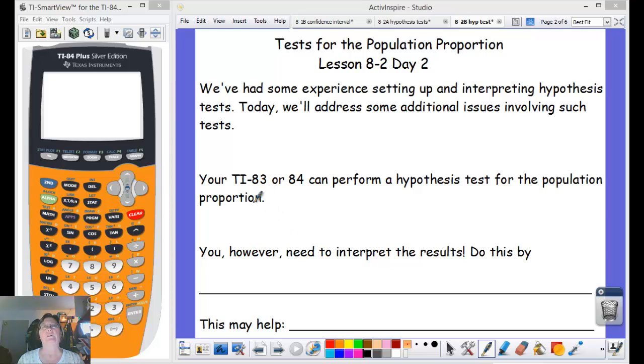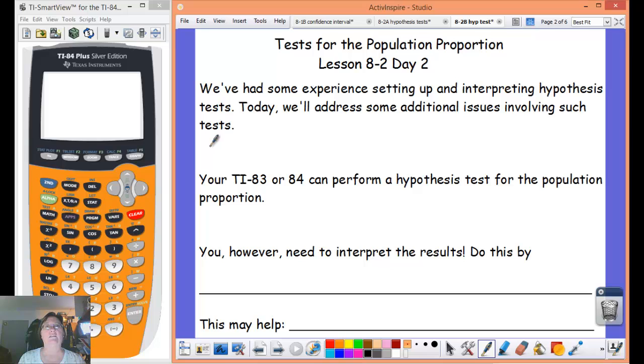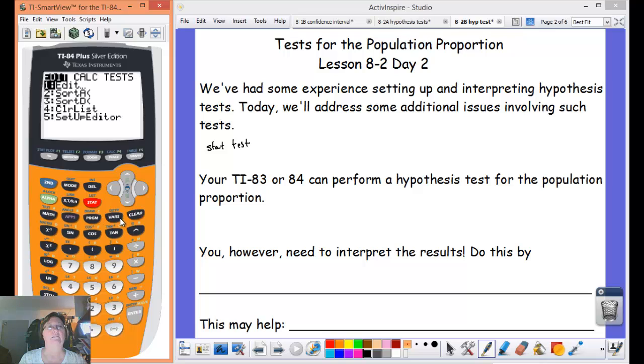Some of you will be very happy to know that your TI 83 or 84 can perform a hypothesis test for the population proportion. I want to write the keystrokes for that here, and I'll show you what I'm talking about. The way to get here is stat and test. Actually, I guess I should show you stat and down to tests.